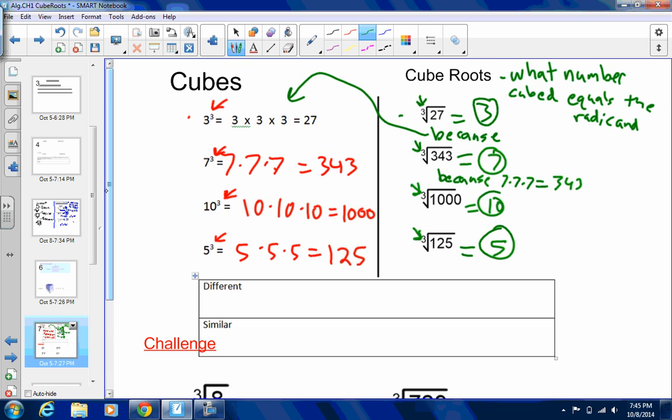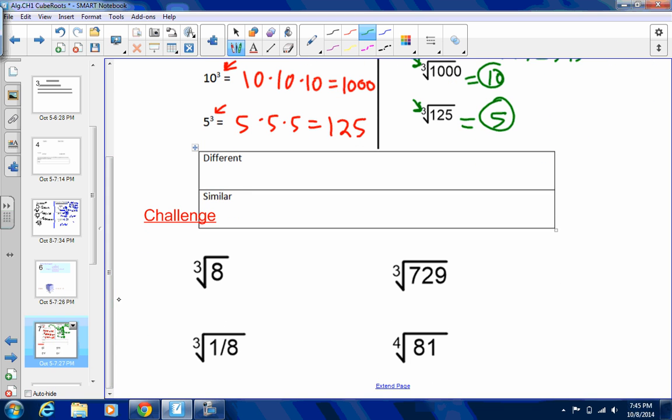Okay, so I did have a couple challenge problems that I want you to think about. The first one is the cube root of 8, then we have the cube root of 729, the cube root of 1/8, so we have a fraction in there, and then the fourth root, I wanted you to think about that one, of 81. So take a second to pause this, and you can try those 4 on your own. Now, if you unpause it, we're going to use purple here.